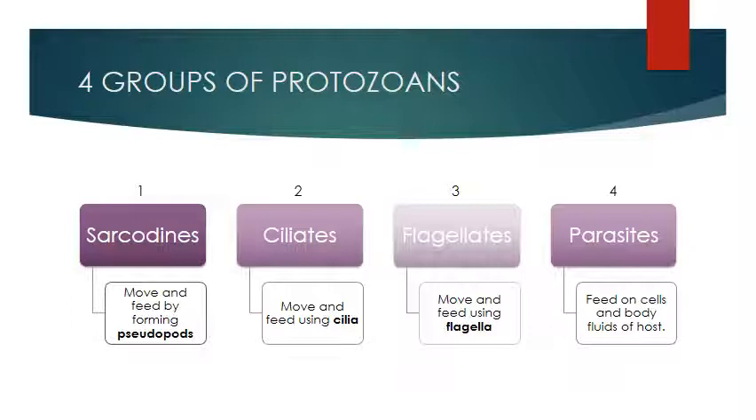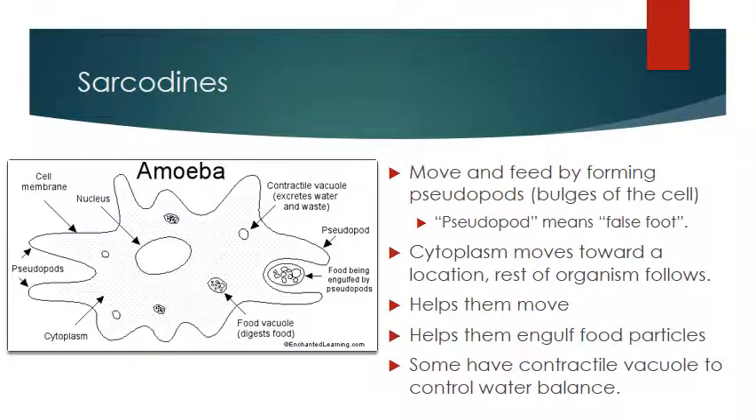Let's first take a look at the sarcodines. So the amoeba is probably one of the most common sarcodines, and of course the amoeba belongs to this protozoan group. And as we've already noted, sarcodines move and feed by forming pseudopods. These are temporary bulges of the cell. In fact, the word pseudopod means false foot. Yep, you heard me right. It means false foot. Pseudopods form when cytoplasm flows toward one location and the rest of the organism basically follows it. Pseudopods enable sarcodines to be able to move.